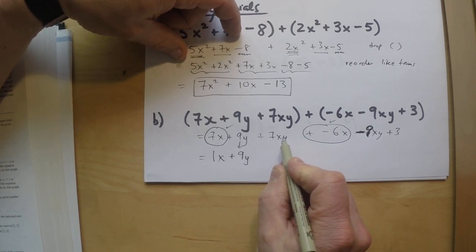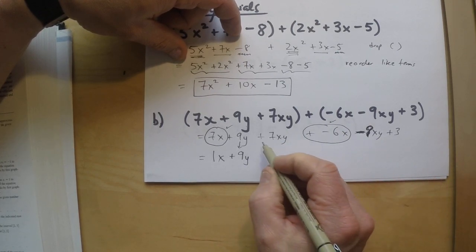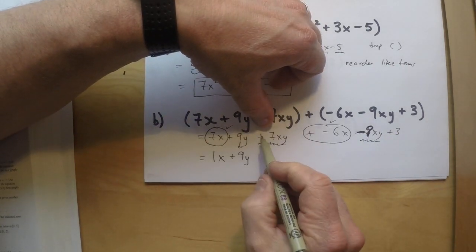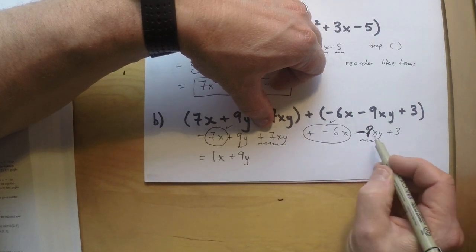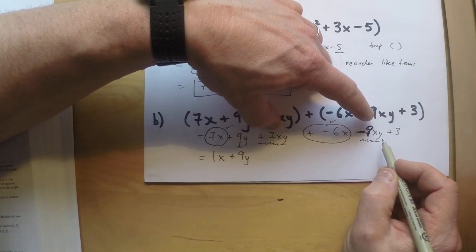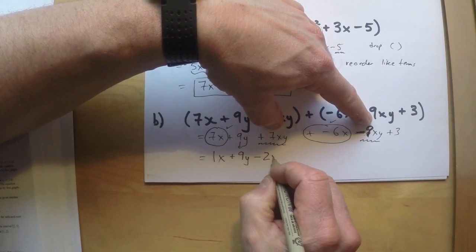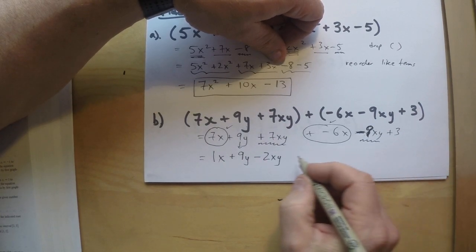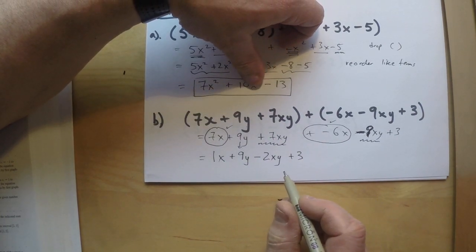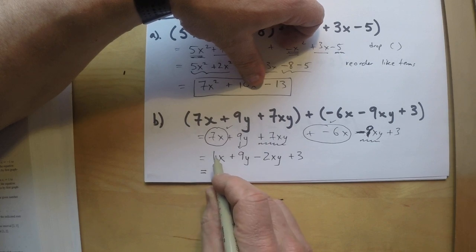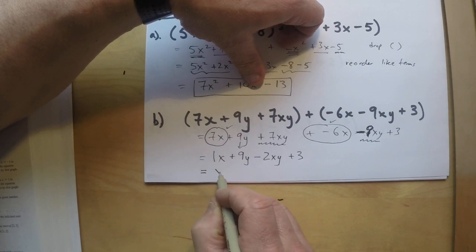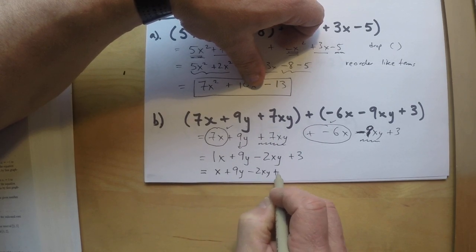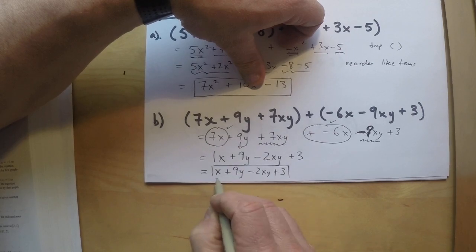Now, are there any other xy terms? I look through, yep. These two are the same, they're xy terms. So 7xy, take away 9xy. 7 take away 9 is take away 2. And what are they? They're xy's. And then I have this poor little 3, which has no like terms, and there's my final answer. The book will generally, for a coefficient out front of 1, just write x, although 1x is just as good. And there's my final answer.